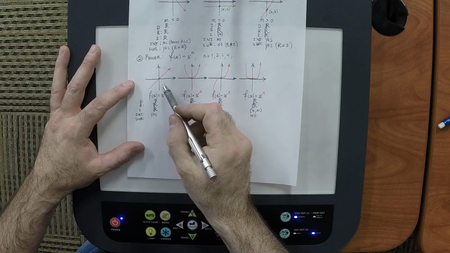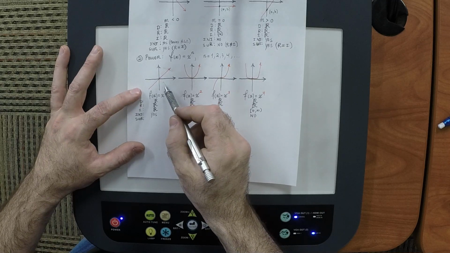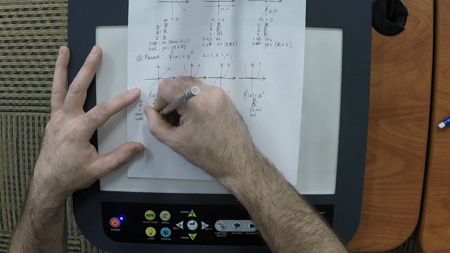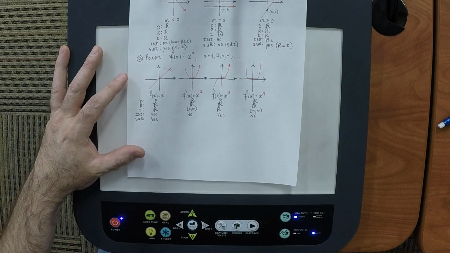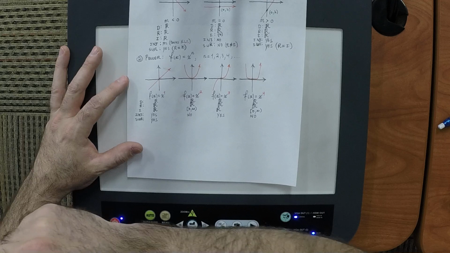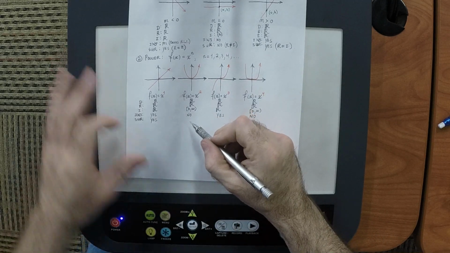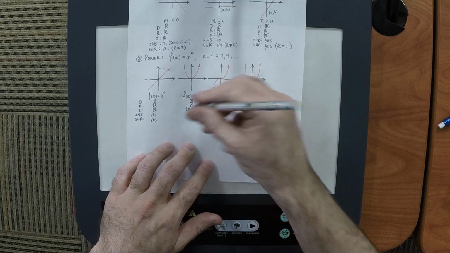Fine. Is this one surjective? Yes, the first one is surjective. Because again, the question is, is the range equal to the image? And the answer is yes. How about this one? Is the parabola surjective? No, it is not.